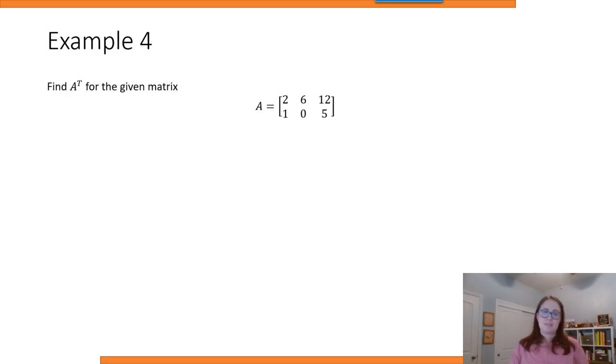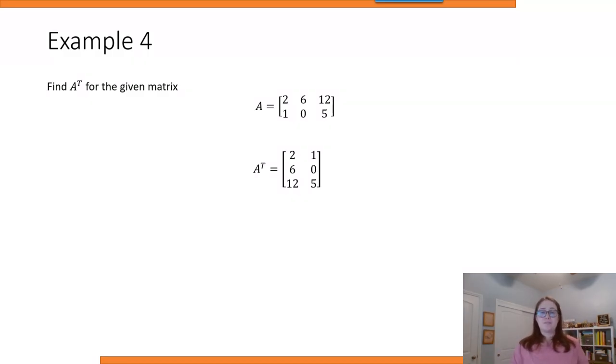Let's look at an example with this. We have our matrix A. It has 2 rows and 3 columns, so it doesn't even have a great main diagonal because it's not square. But my first row is going to become my first column, and my second row becomes my second column. So this ends up being a 3 by 2 matrix where that first row 2, 6, 12 became the first column going down 2, 6, 12, and the second row 1, 0, 5 became the second column 1, 0, 5. And that's how you transpose a matrix.